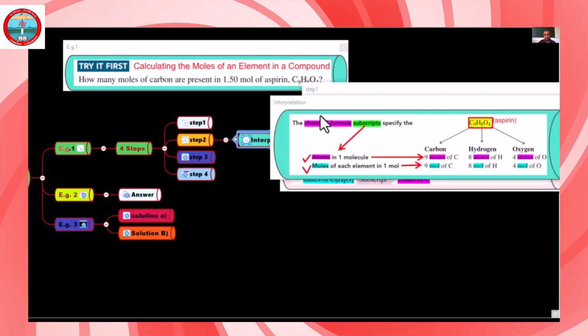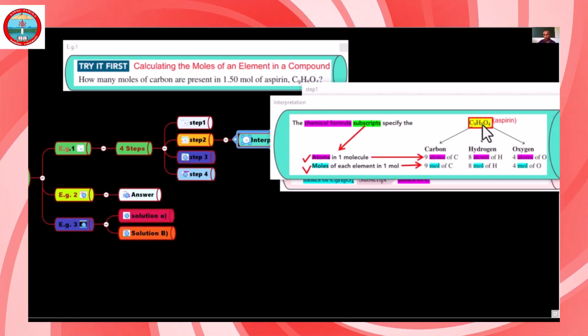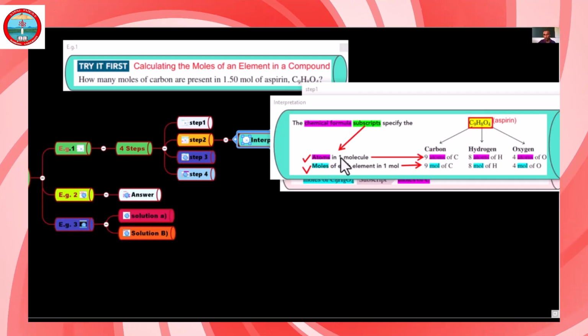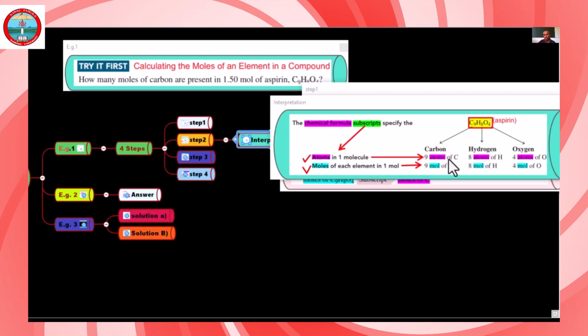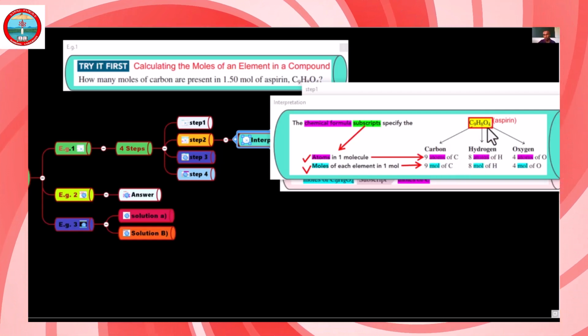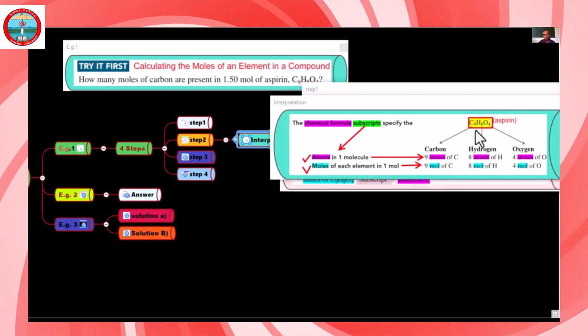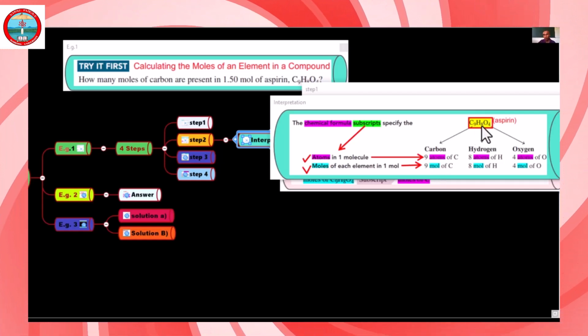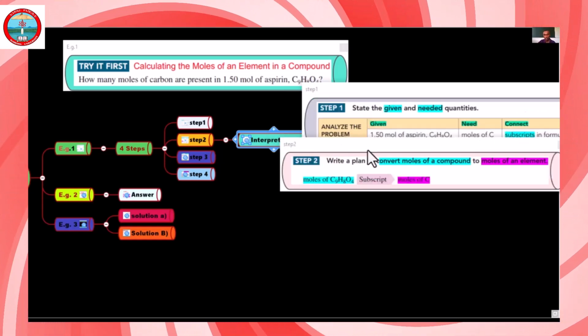Then the interpretation is, from this we can say that in one molecule of the aspirin, we have 9 carbon atoms, 8 hydrogen atoms, and 4 oxygen atoms. In terms of mole, we have 9 moles of carbon, 8 moles of hydrogen, and 4 moles of oxygen atoms. So we can use this.